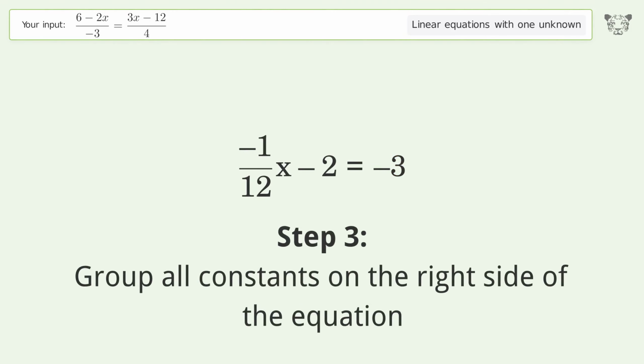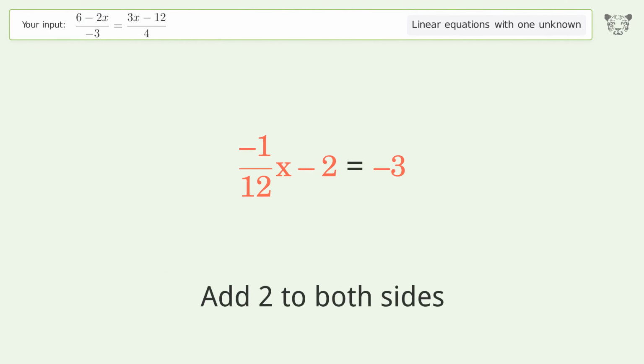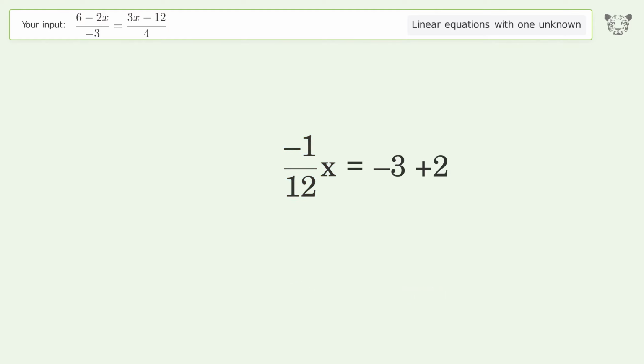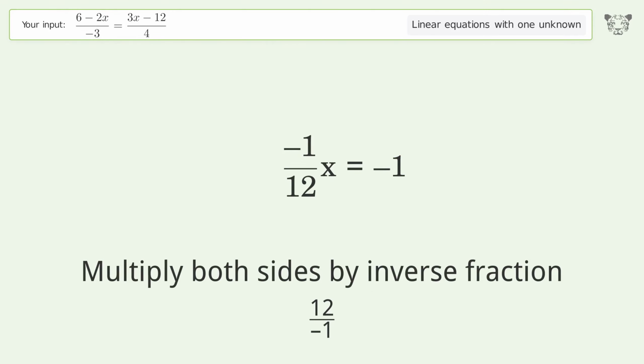Group all constants on the right side of the equation. Add 2 to both sides. Simplify the arithmetic. Isolate the x. Multiply both sides by inverse fraction 12 over -1.